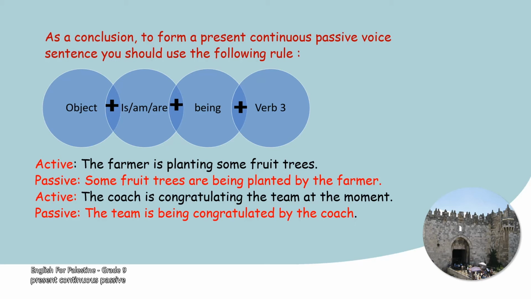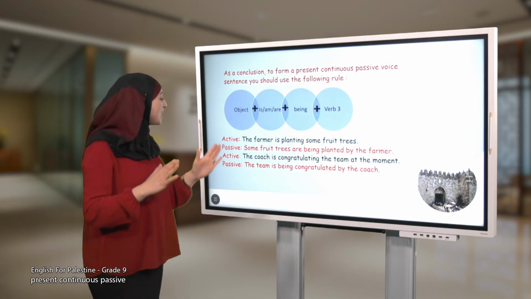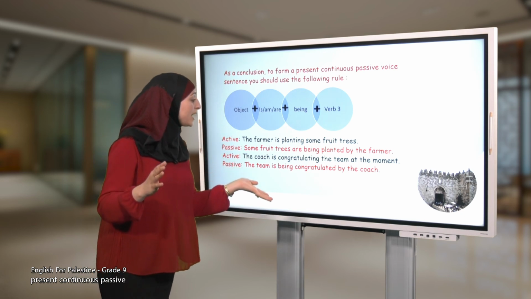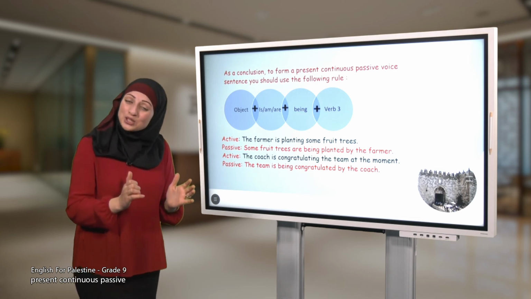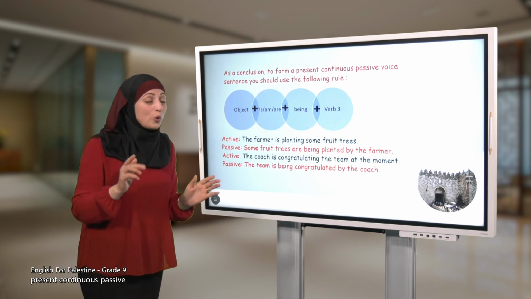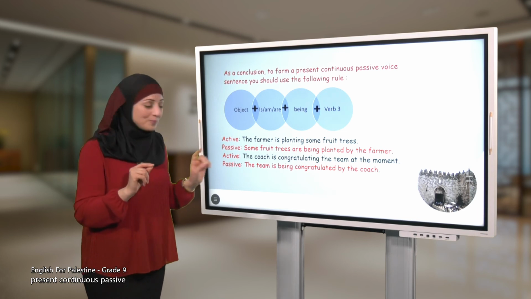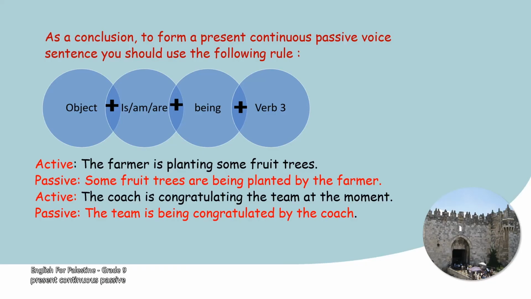The verb here is planting. What is verb 3 of planting? It is planted by the farmer. The farmer here is the agent. Example number 2. The coach is congratulating the team at the moment. At the beginning, I will identify the subject, the verb, and the object before changing it into passive. Then it will be the team is being congratulated by the coach. Is that clear? Okay, let's continue.